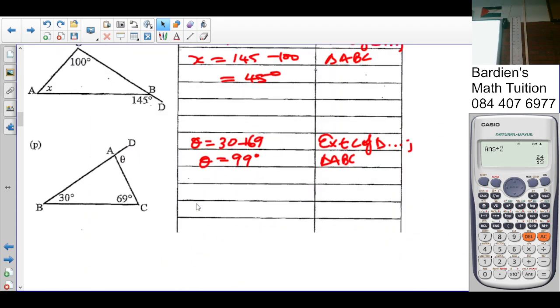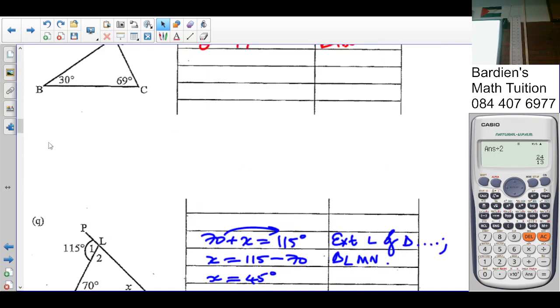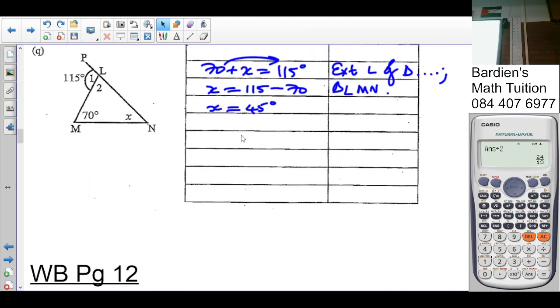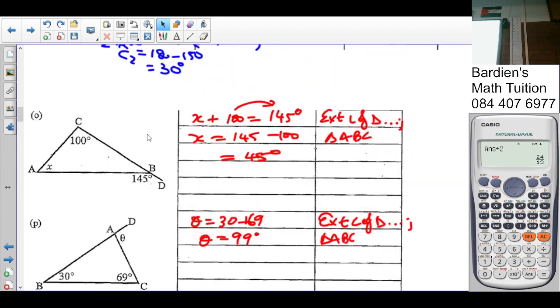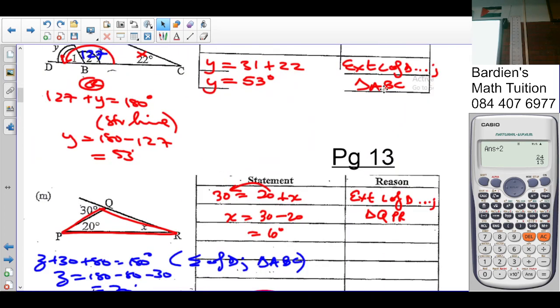What page is this? Page 12? 13. So why did you tell me now for all this up to 12? So it was actually page 13. Here's page 13.